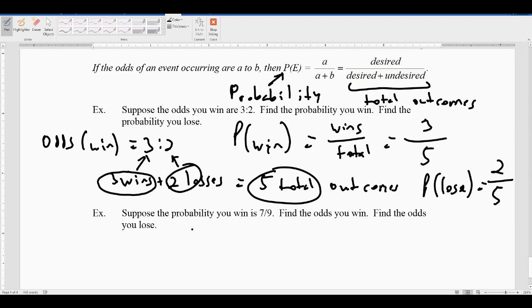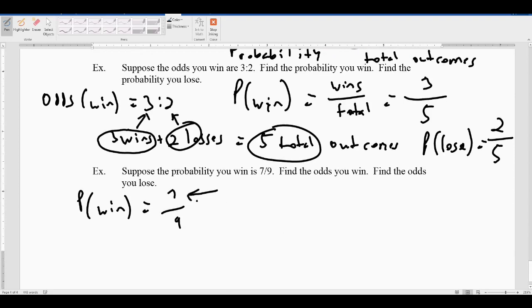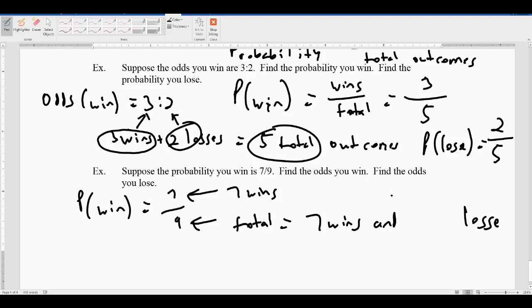Now watch this question. Suppose the probability you win is 7 over 9. Now keep this in mind. That means 7 wins. Now this 9 is the total. And what does the total consist of? Well, we know it has 7 wins. Got that? But how many losses are there? Well, if you take the total, which is 9, and subtract the 7 wins, that means you're going to have 2 losses. So 7 wins and 2 losses.